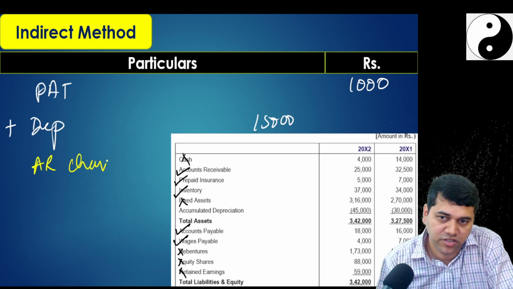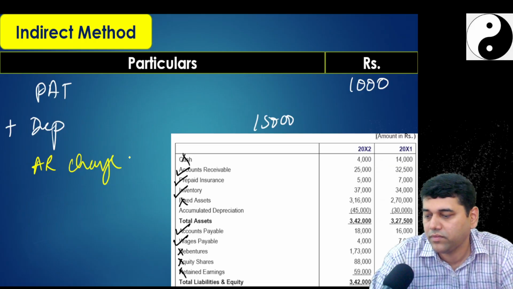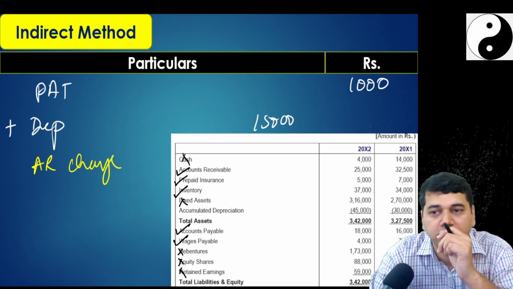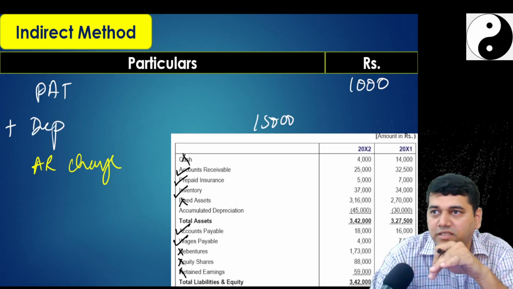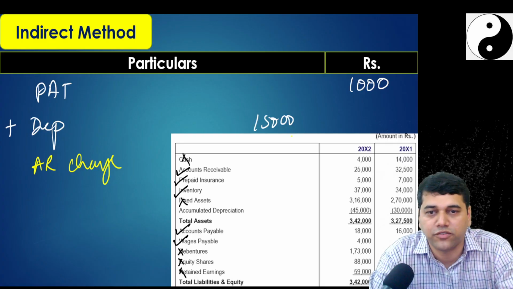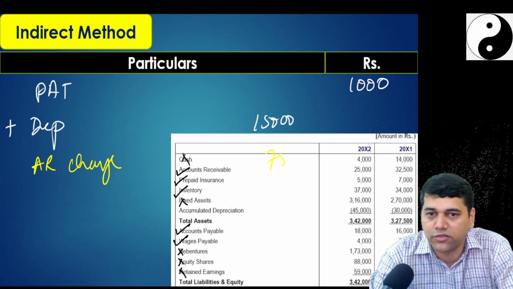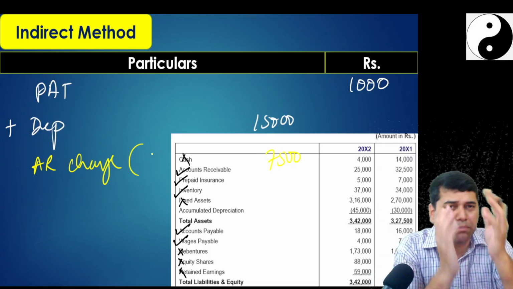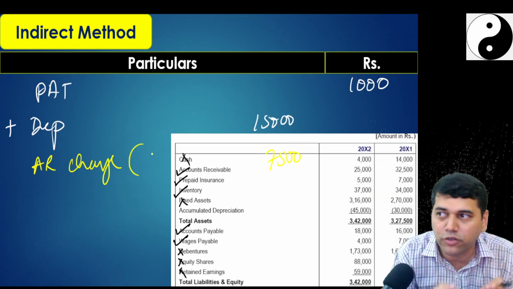AR change. Did my debtors increase or decrease? Decreased. When the debtors decrease, should I add or deduct? Add it to the cash flow. How much? 7,500. Don't apply your mind to something there. Just look into the journal entry.